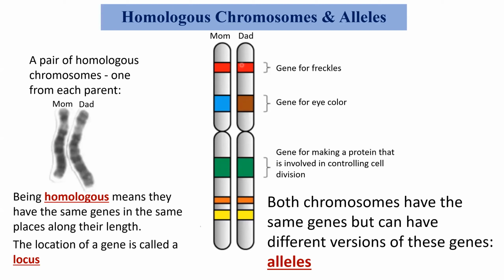So if you think of eye color, your mom might have blue eyes and your dad might have brown eyes. So you carry the characteristic or the trait for both blue and brown eyes. So you can have different alleles. These are different versions of these genes, and this is referred to as alleles. So you can carry the version for blue eyes and the version for brown eyes.